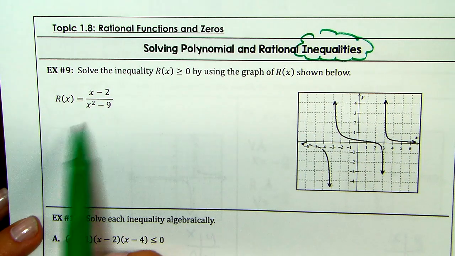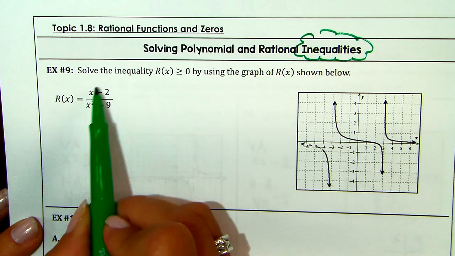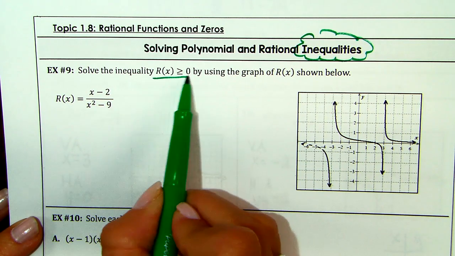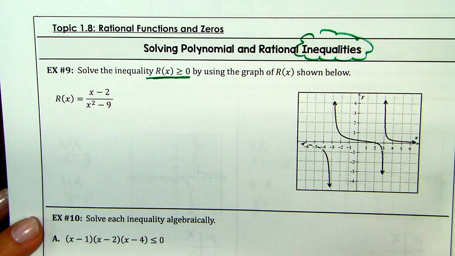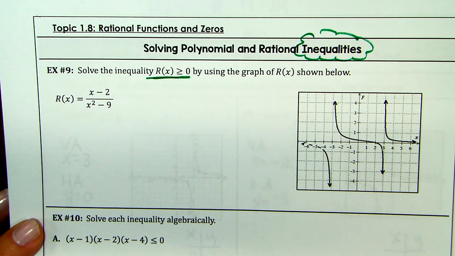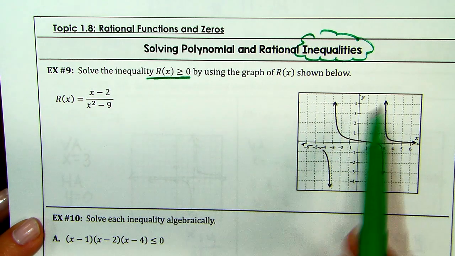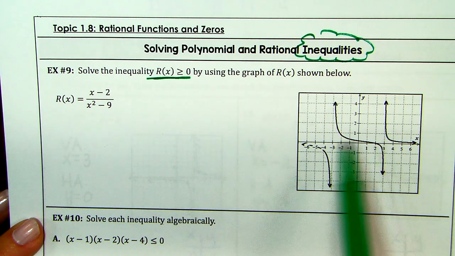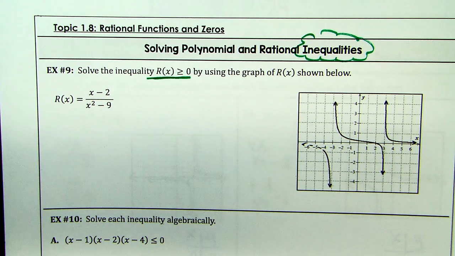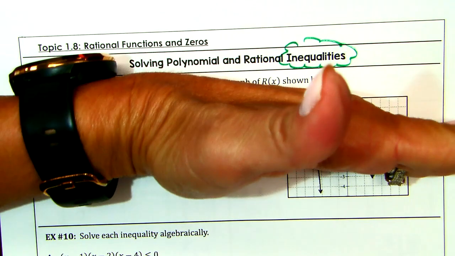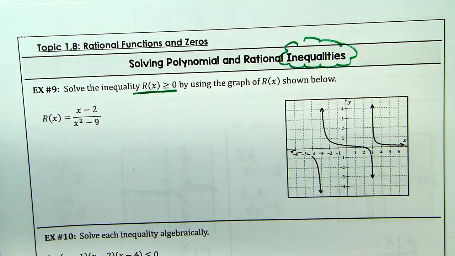So what we're asking here is, where is this graph greater than or equal to 0? In other words, above the x-axis. That's what that means, okay? And they gave us a graph on this one. So if I were going to look at this graph, I could roughly say, well, right here, right? Anything above the x-axis. So these 2 pieces, right? How do I write that out?